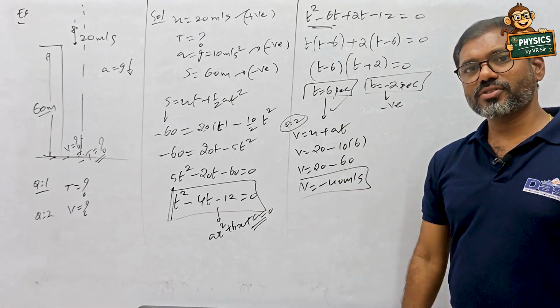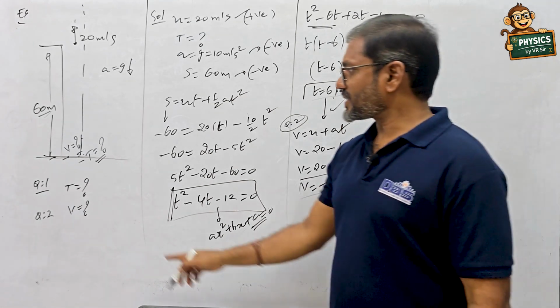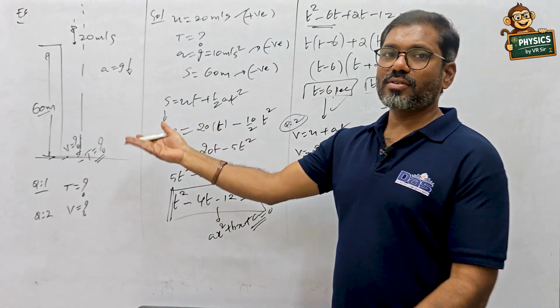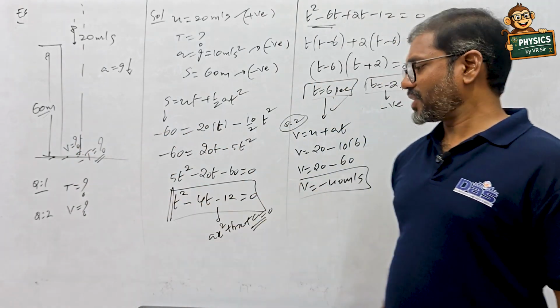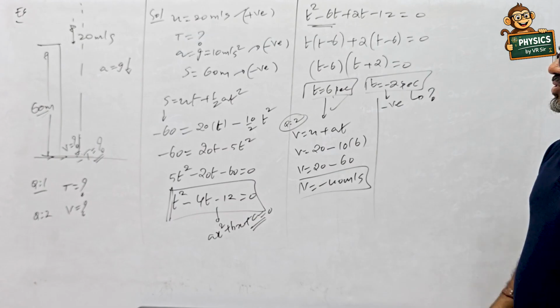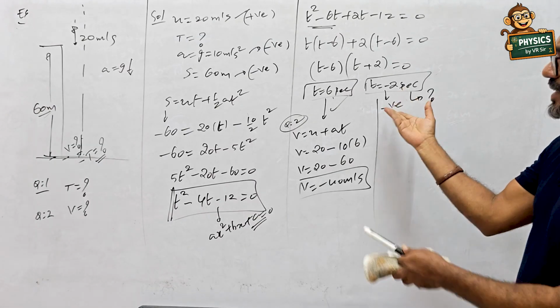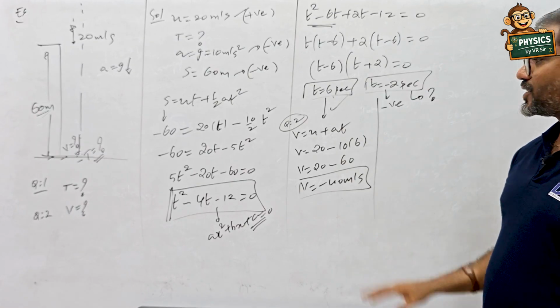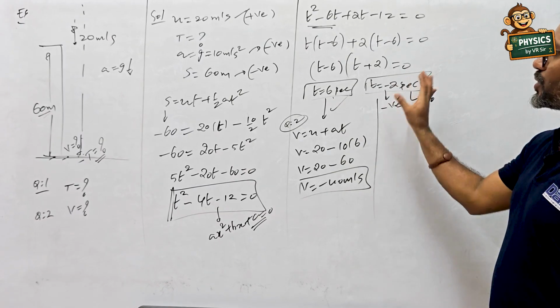Obviously, we should get negative. Why? Because they are asking what velocity it reaches the ground with. So when it reaches the ground, what is the direction it has? Downward only. So negative. Now, what is the significance of this? So in general, time can never be negative. We leave this, right? Then this is also indicating something. We need to understand. That is the beauty of mathematics.